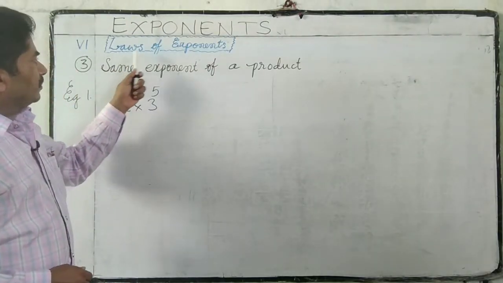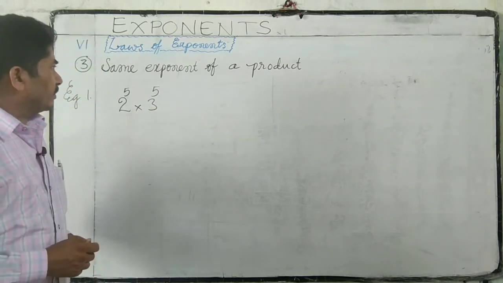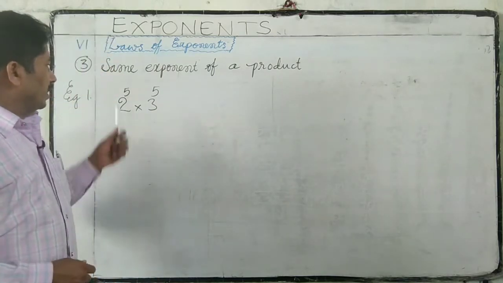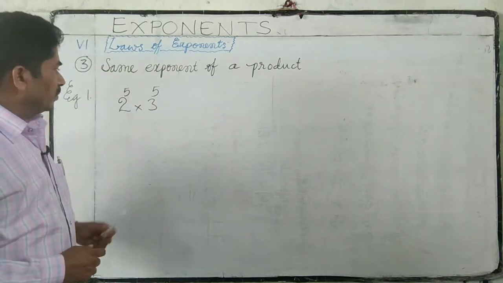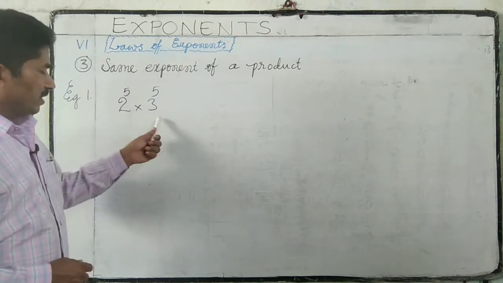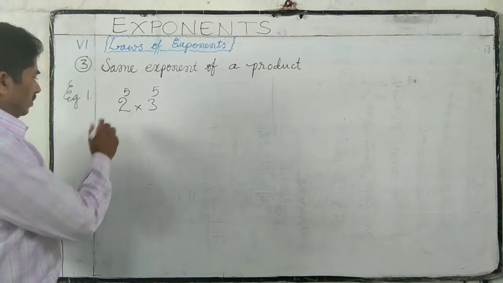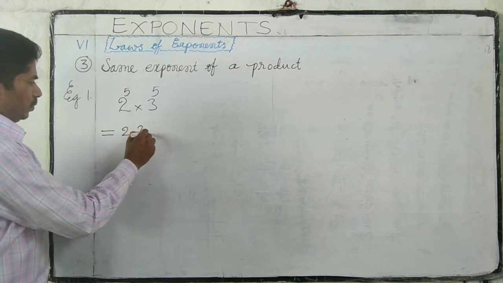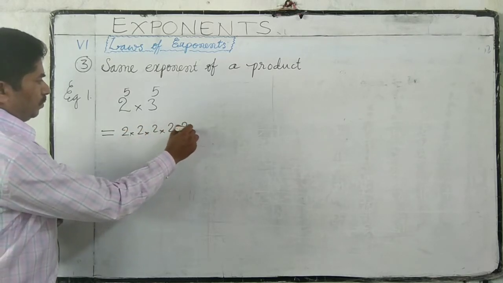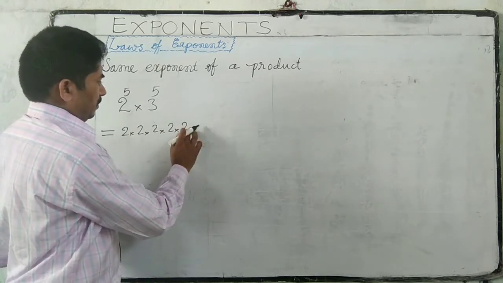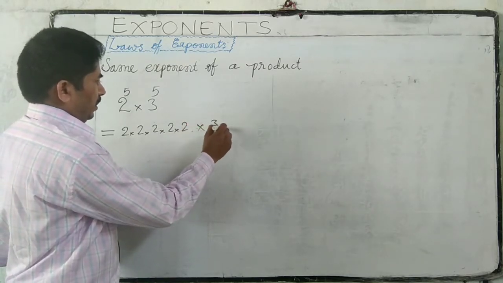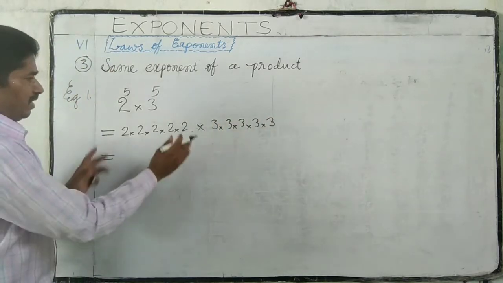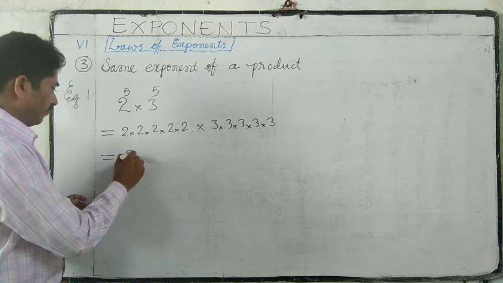We are learning laws of exponents. In this laws of exponents, this is the third one, same exponent of a product. Here we have same exponents. Bases are different. We can expand this 2 5 times, 2 into 2 into 2 into 2 into 2, and 3 into 3 into 3 into 3 into 3. We can make pairs of 2s and 3s.